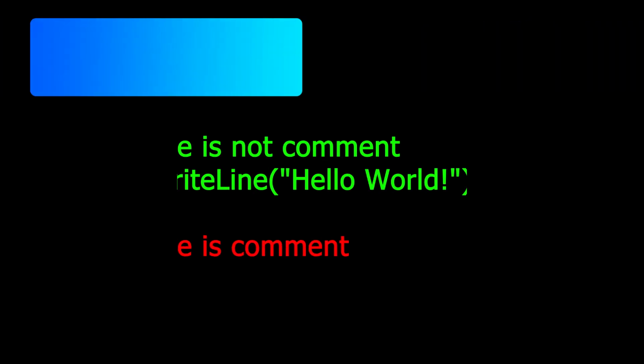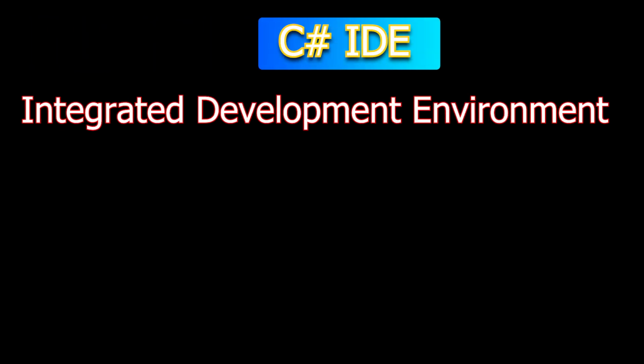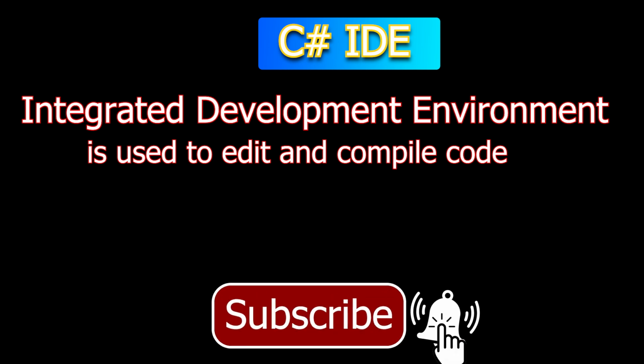If you write code that shouldn't be executed or run, you can comment the code. You can comment with // at the beginning of the code. As you see on the screen, the green one is not commented: Console.WriteLine hello world, which means in the output we see hello world. But the red line is commented, which means this Console.WriteLine hello world is never executed. IDE stands for Integrated Development Environment, which is used to edit and compile the code.